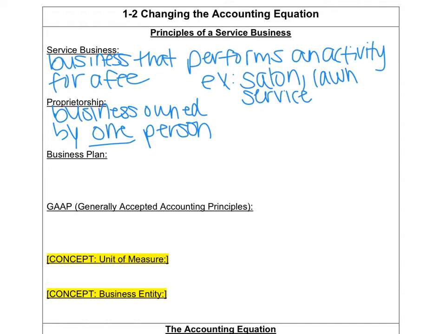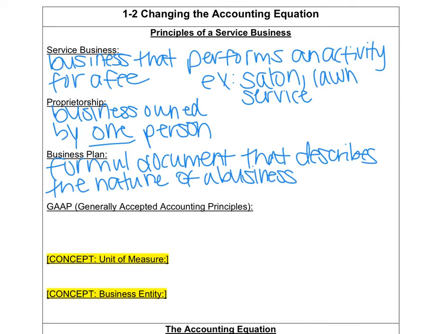The next vocabulary word is a business plan. A business plan is a formal document that describes the nature of a business. So most of the time, if somebody wants to start a business, they need to fill out what's called a business plan. And this just goes through what they expect for their business, what they plan on doing to make money, and just gives a good outline of what their overall idea of the business is going to be.